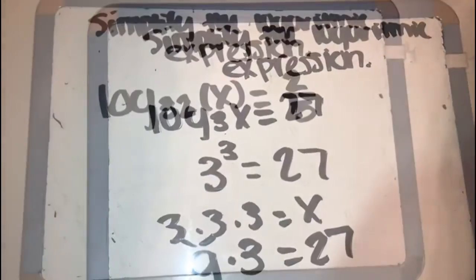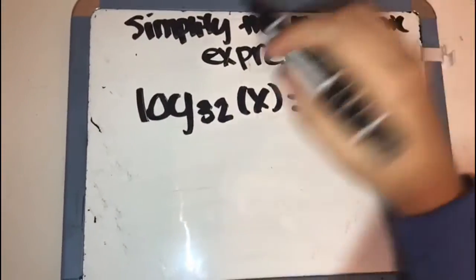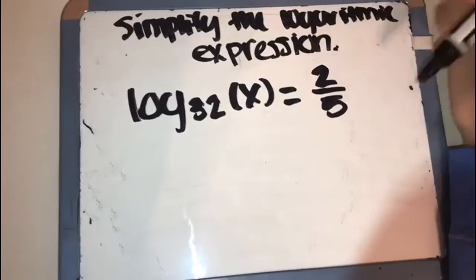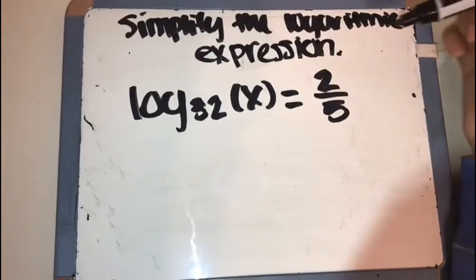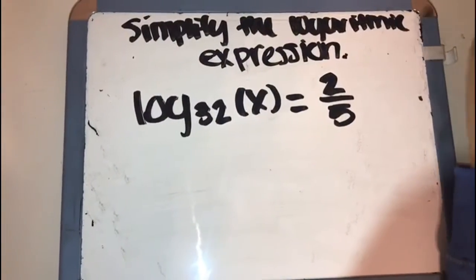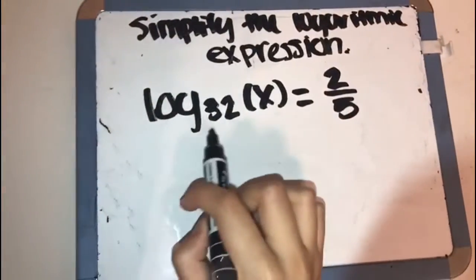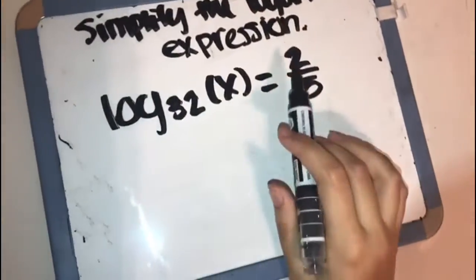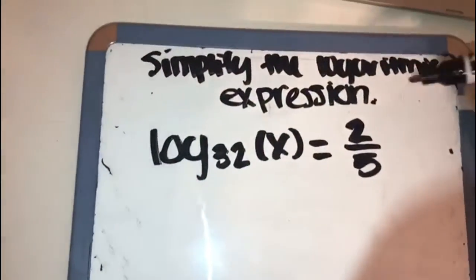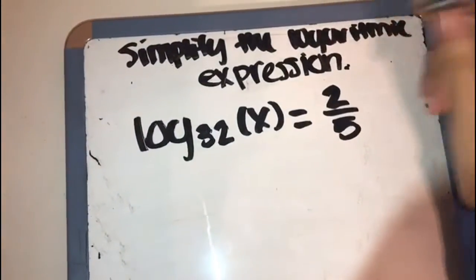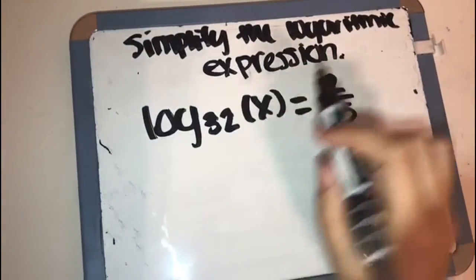Okay, another problem. This is the third problem, and this one says simplify the logarithmic expression again. And this one is now a fraction instead of a perfect number or a normal number. So log base 32 of x equals 2/5. Now, again, ask those questions to yourself. What makes x equal to 32? What exponent does 32 need to equal 2/5?